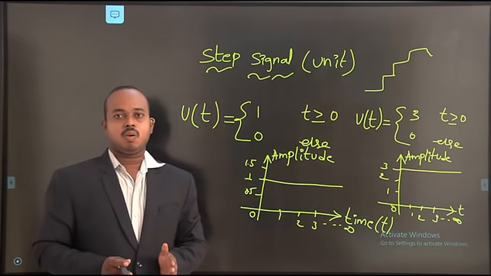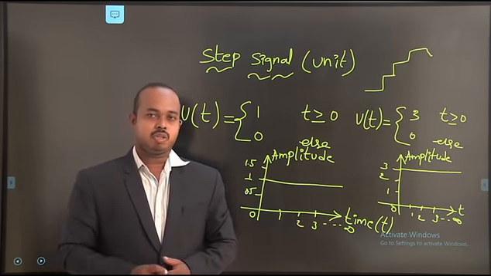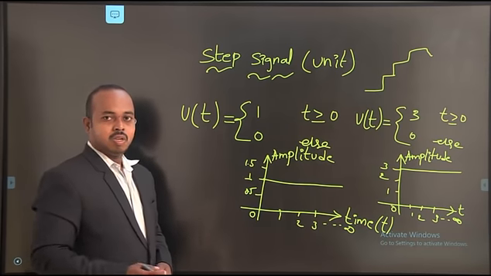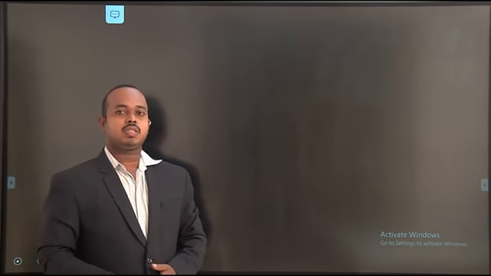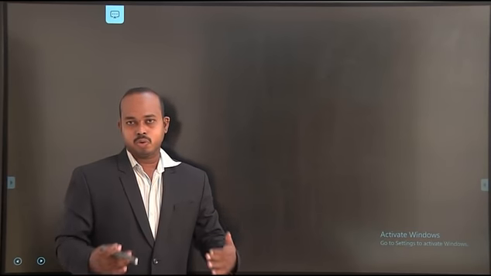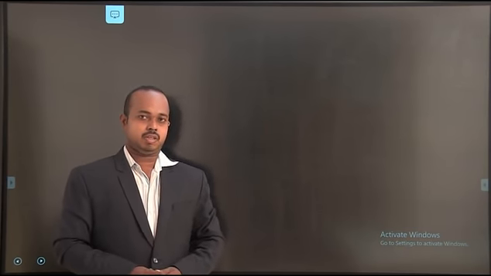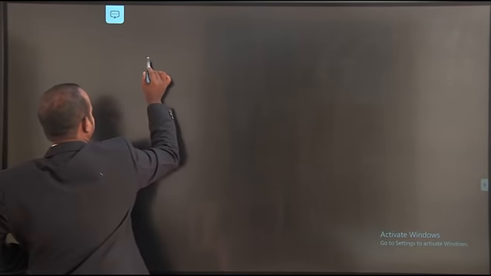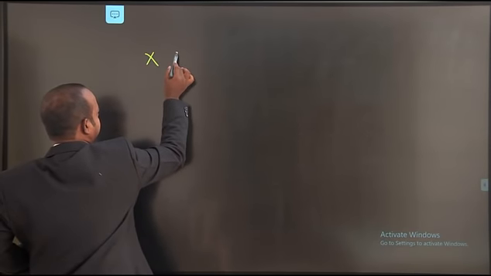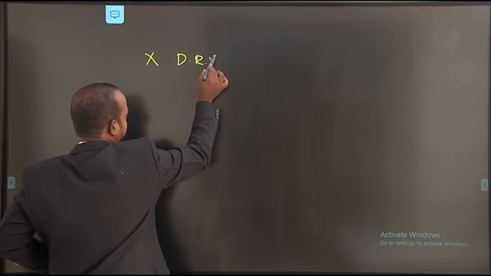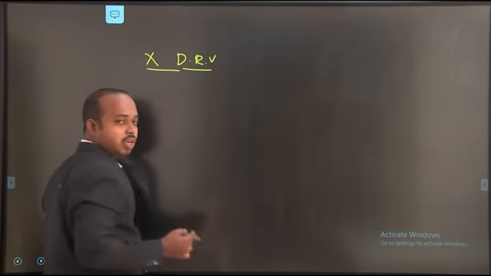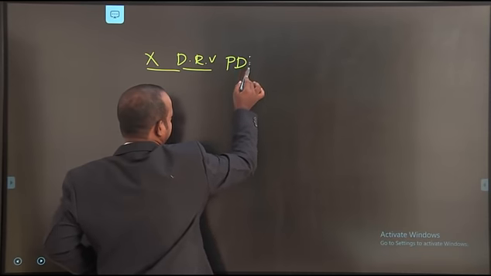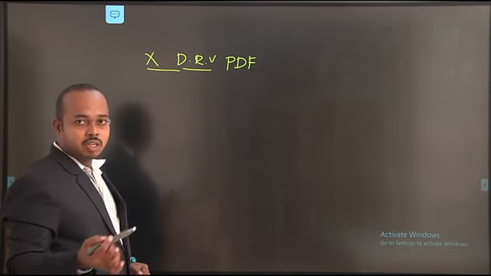The step signal we have to represent in a probability distribution function. That's why I am explaining the basic step signal. Now, how do we represent the probability distribution function? We are not using a random variable of discrete nature; in the last class we discussed that. Here I consider the random variable capital X as a discrete random variable. For a discrete random variable, the probability distribution function, capital P, capital D and capital F, indicates the probability distribution function.